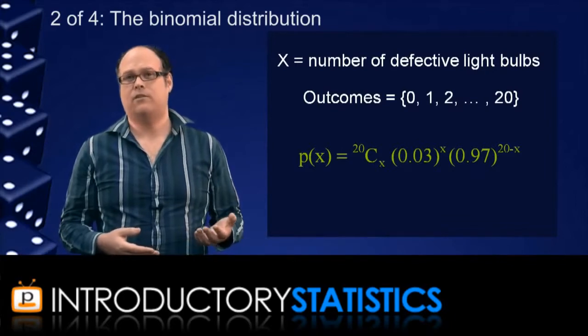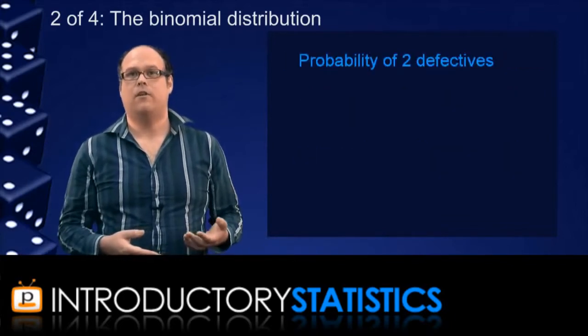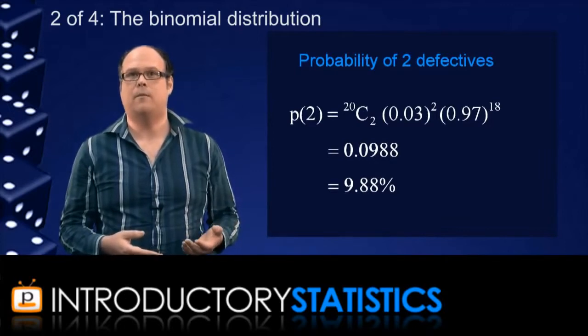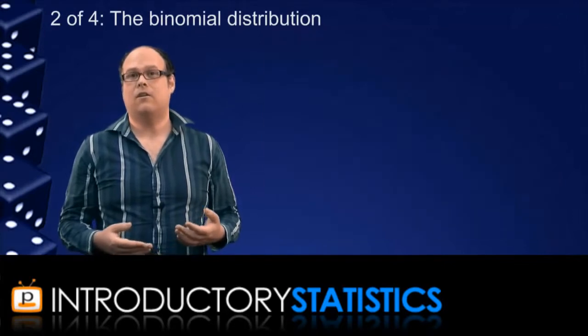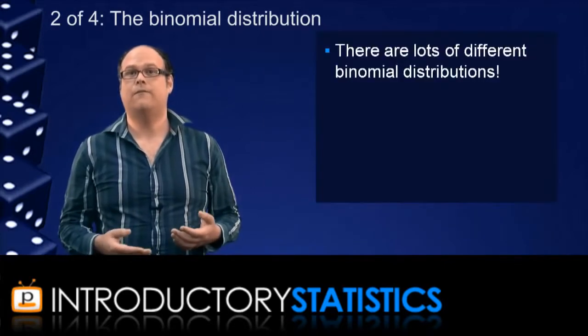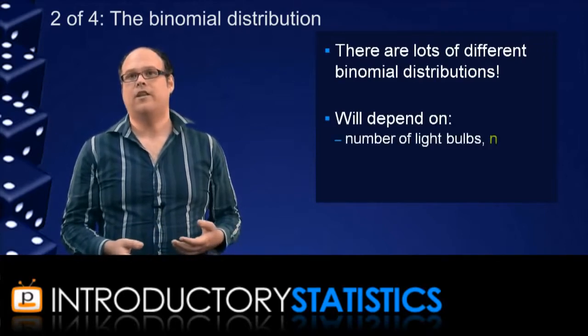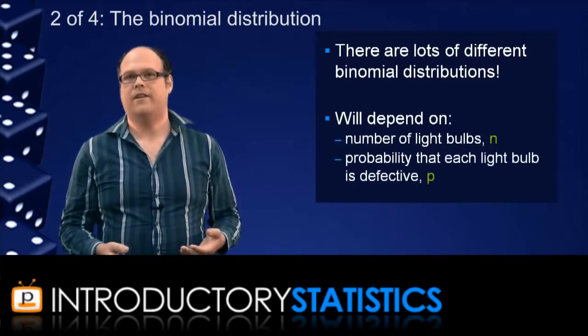For example, if we let x equal 2, the value we will get is 0.0988. So the probability that exactly 2 of the 20 light bulbs are defective is around 9.88%. Now there are actually lots of different binomial distributions because the formula would change if you were to check a different number of light bulbs, or if you change the probability that each individual light bulb is defective.